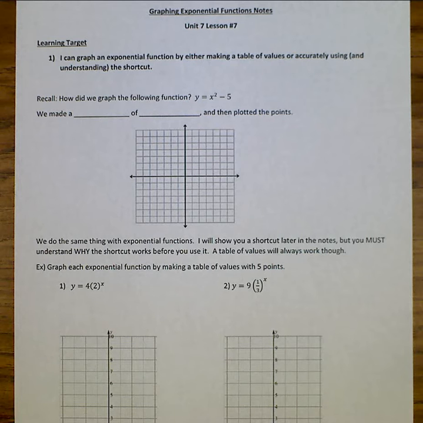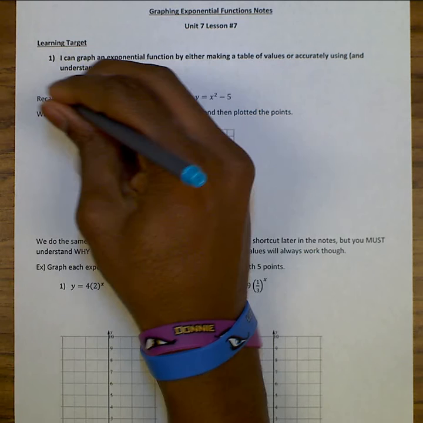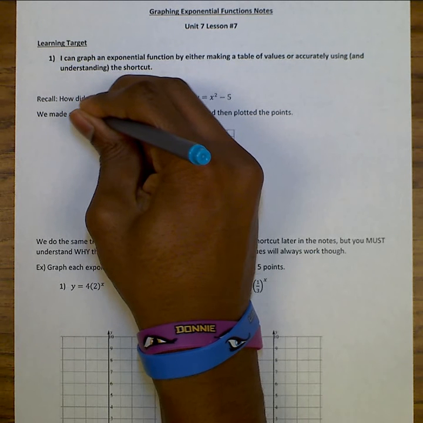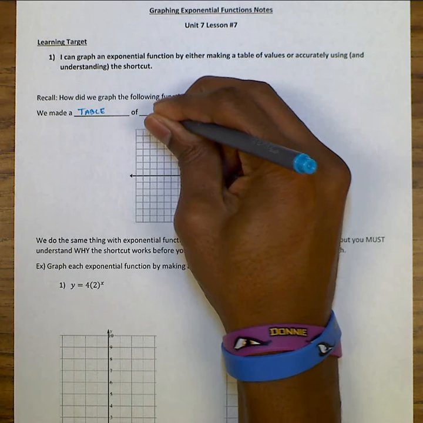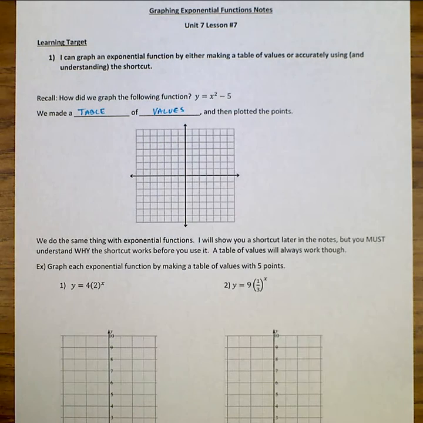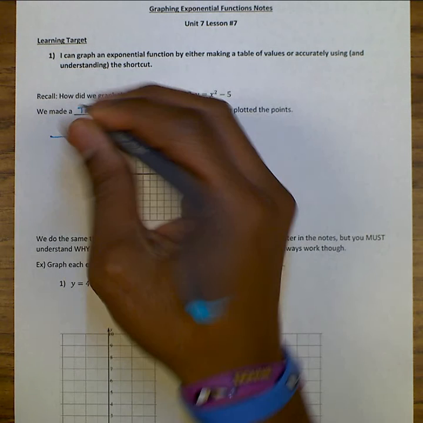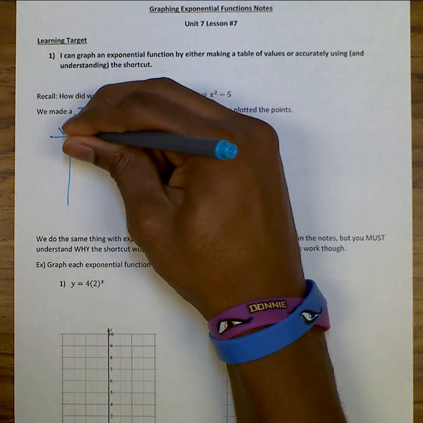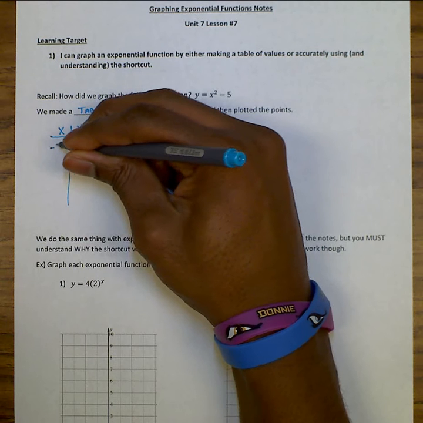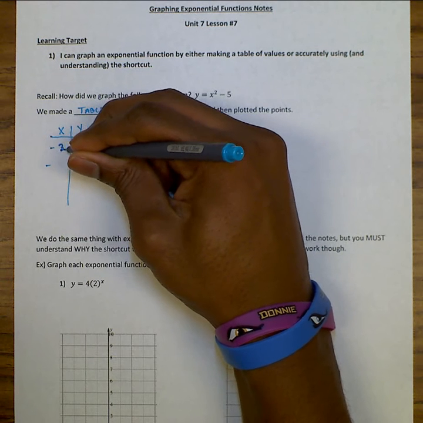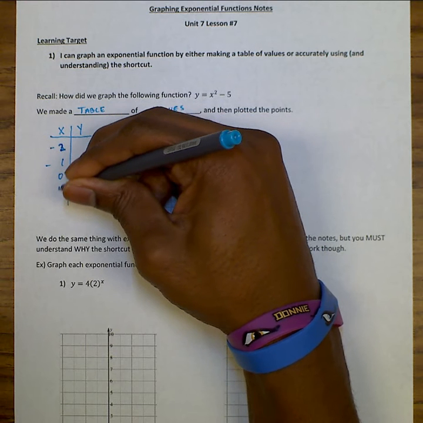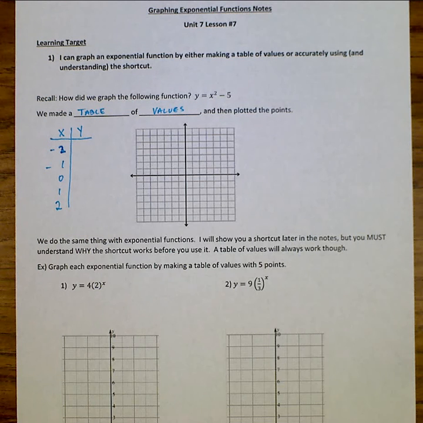Okay, so we've got to remember how we looked at functions last semester when we graphed a function like y equals x squared minus 5. Remember that what we did was we made a table of values, and then we plotted the points. So our table of values might look something like this. We had independent x's, dependent y's, and we got to choose whatever we wanted for the x's. But we typically stayed with small, manageable numbers, some positive, some negative.